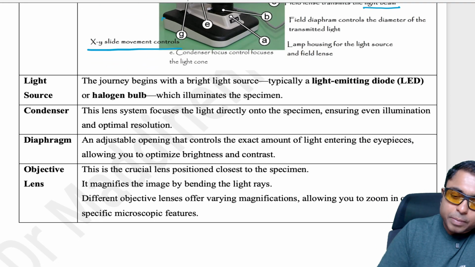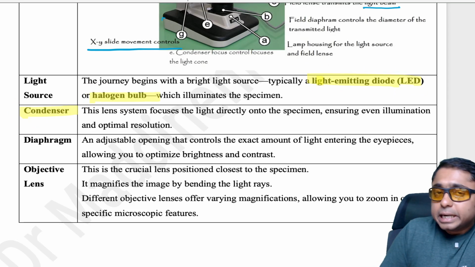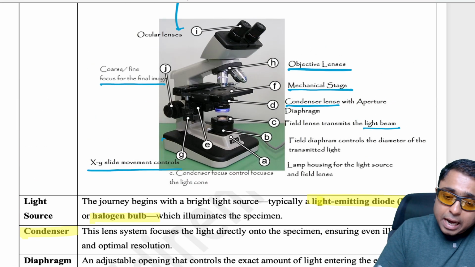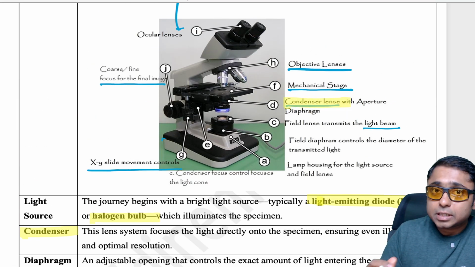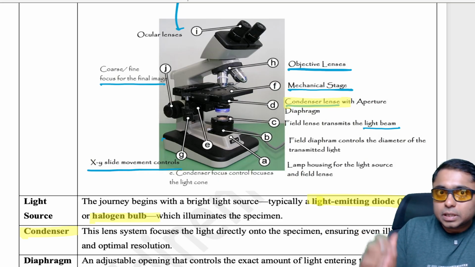Apart from this, the light source could be an LED light or a halogen bulb. Nowadays it is going to be an LED light. So what is the use of the condenser? Like I have shown you here, this is the condenser, with which you can increase or reduce the intensity of the light which is coming from the light beam source.